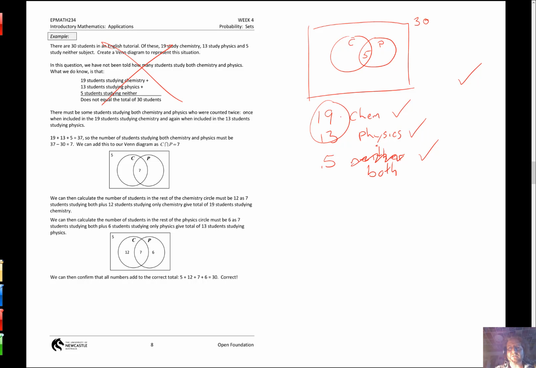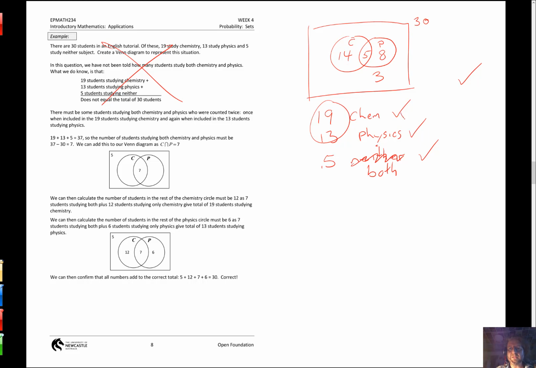Then I'll say chemistry, well, if 5 do both, 5 take off the 19, that'll be 14. Physics, take the 5 off the 13, that'll be 8. And what do they add up to? 14 plus 5 is 19, plus 8 is 27. There must be 3 out here to make it up to 30. Again, totally different, but let's check things.